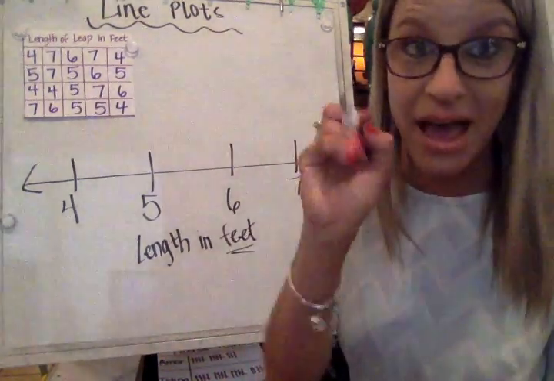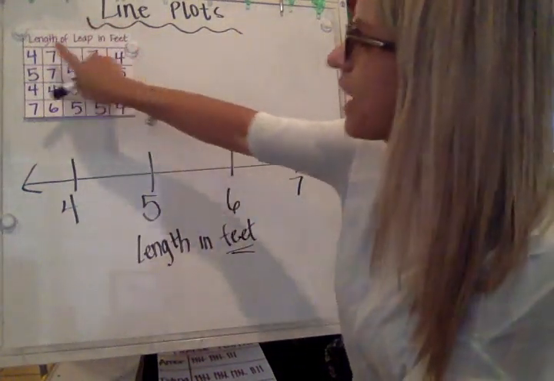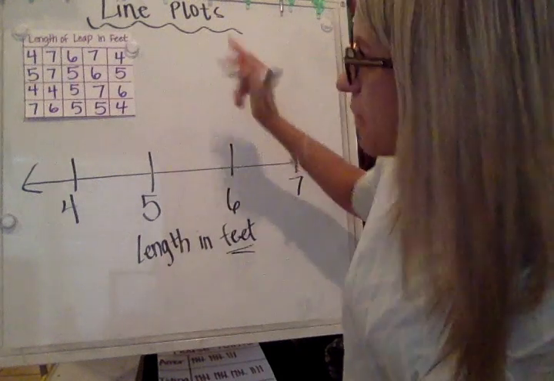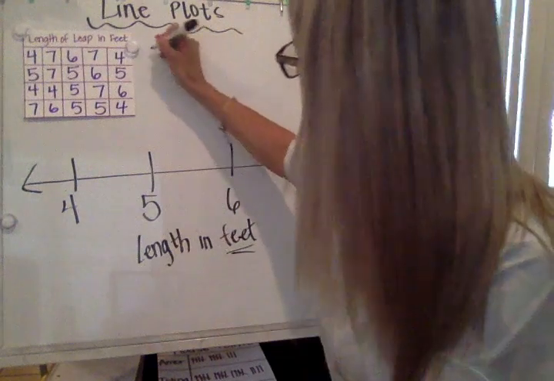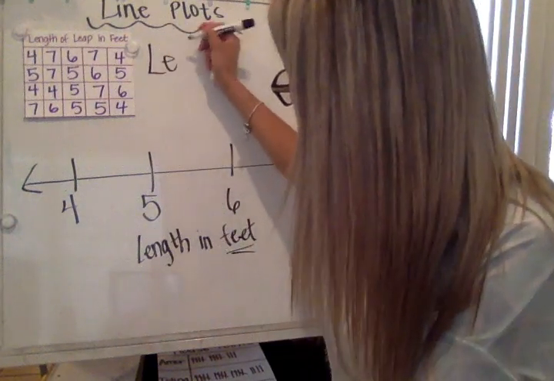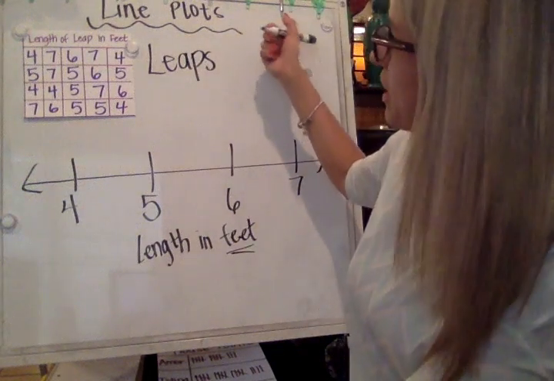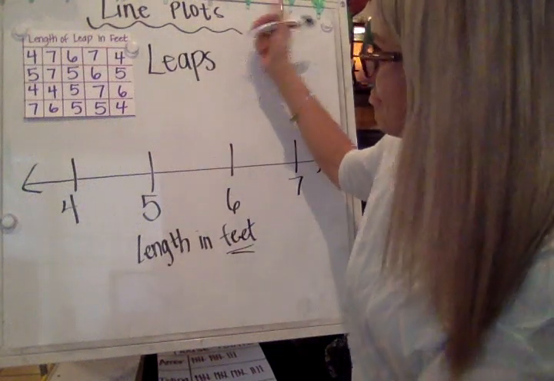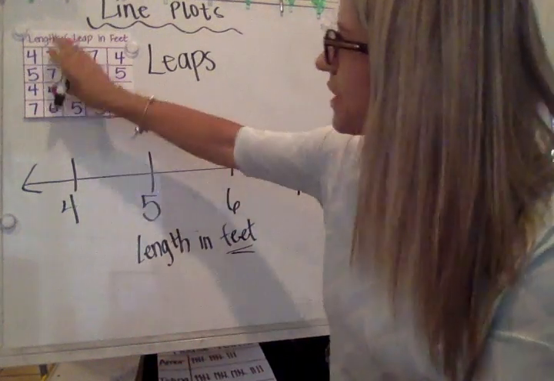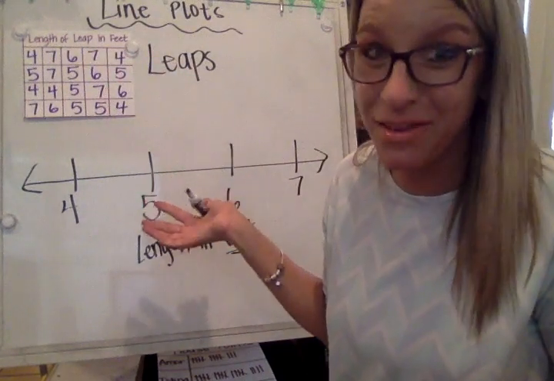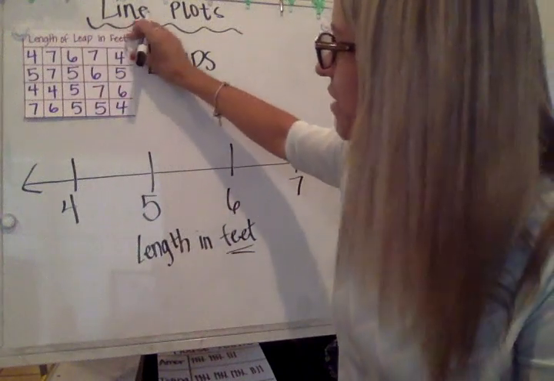You can also use little X's instead of dots on your line plot. So this time I'm going to use X's as I'm marking. Remember the title at the top? This is measuring leaps. I'm going to just call it leaps. I thought I would think of something clever, but I can't really think of anything right now. If you think of something, you could just let me know for next time, and I can be more creative.